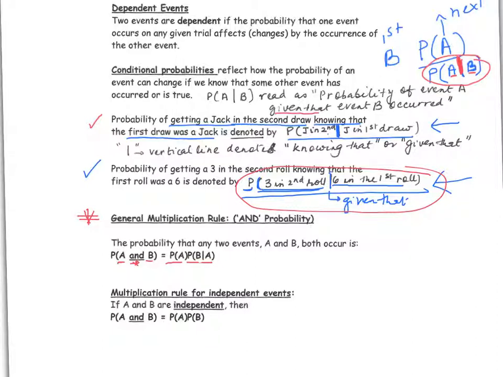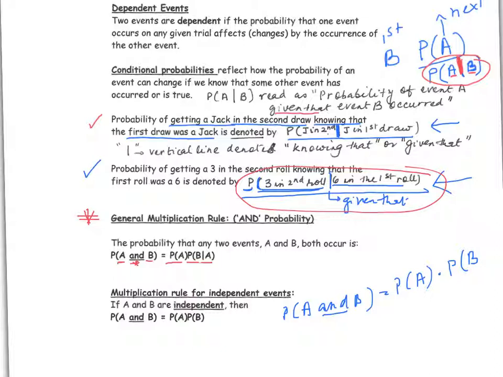However, suppose the events A and B are completely independent of each other. So the rule that we're going to use is this. The probability of A and B is equal to the probability of A, which is pretty straightforward. It's the probability of the first event. The word AND translates to times the probability of B.